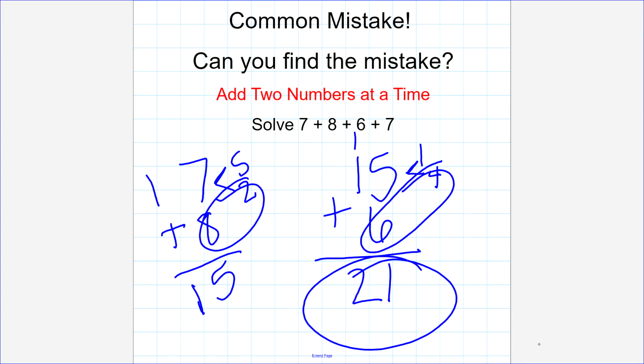Let's go ahead and look at another problem. Here's a problem where I added the numbers 7 plus 8 plus 6 plus 7, just two numbers at a time. Take a look at the work that I did. See if you can find the mistake that I made.